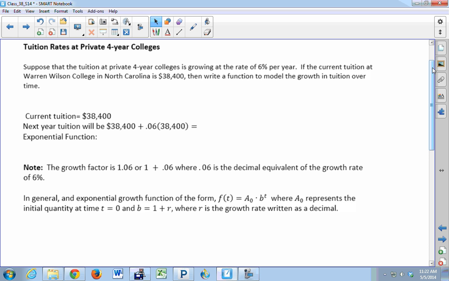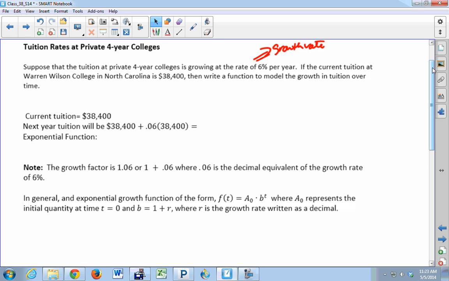Private tuition at four-year colleges, it's reported. When you look at this on the internet or in a news article, they're not going to give you the growth factor, they're going to give you the growth rate. So this first sentence, tuition at private four-year colleges is growing at the rate of 6% per year. Okay, this is called the growth rate.